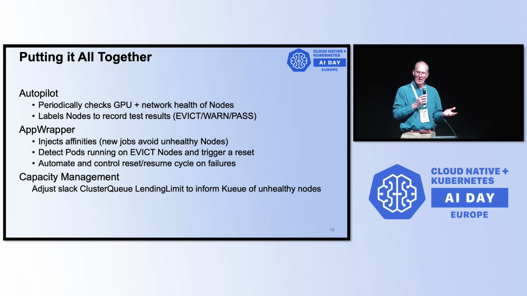It also, as part of its monitoring, detects pods that are running on nodes that have now been labeled as evict by Autopilot. When that happens, it'll trigger a reset that will result in the pods being removed and automates this whole recovery from the failure. And with the integration with the Slack cluster queue with Kueue, we do capacity management. So we adjust the available quota that Kueue is using to admit jobs based on what's healthy in the cluster.